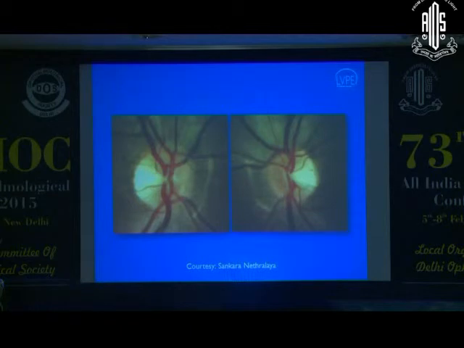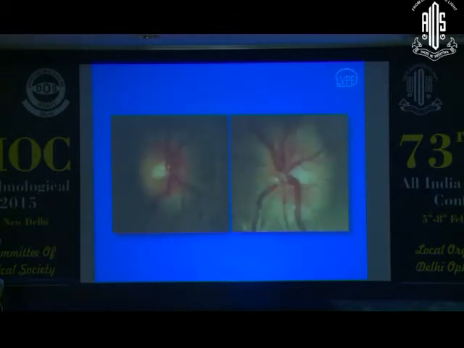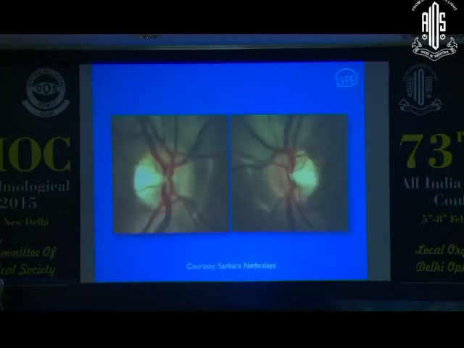Now in contrast to these, if you see this disc and now we put the template, we see that the disc margin is well defined. The temporal pallor that we see is a photographic artifact, but if you see the other parameters, you see the nerve fiber layer. The nerve fiber layer is elevated. This disc has edema, but look at the nerve fiber layer in this image and a similar image in this eye. What's the difference? The difference is the opacity of the nerve fiber layer. You see this nerve fiber layer, this is transparent.